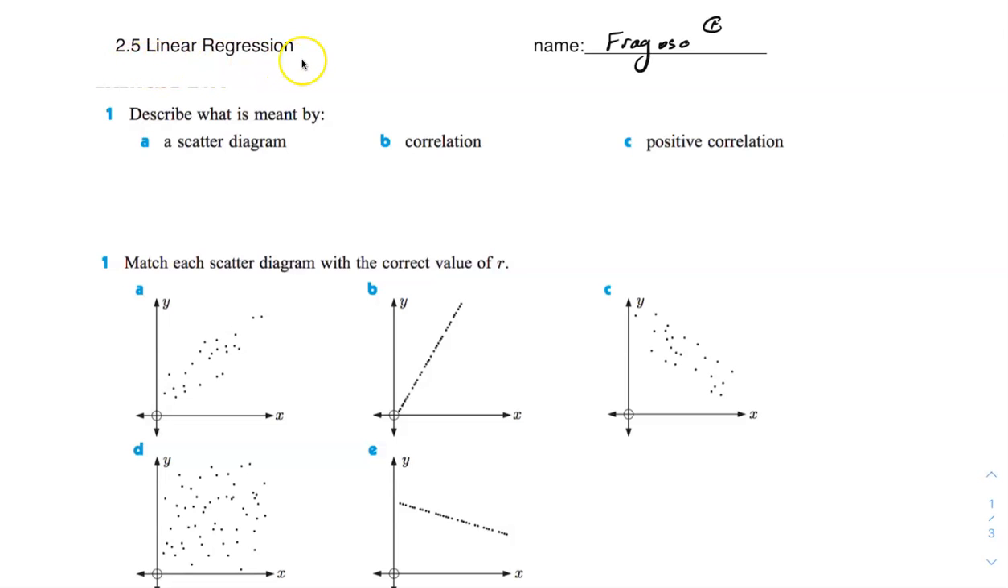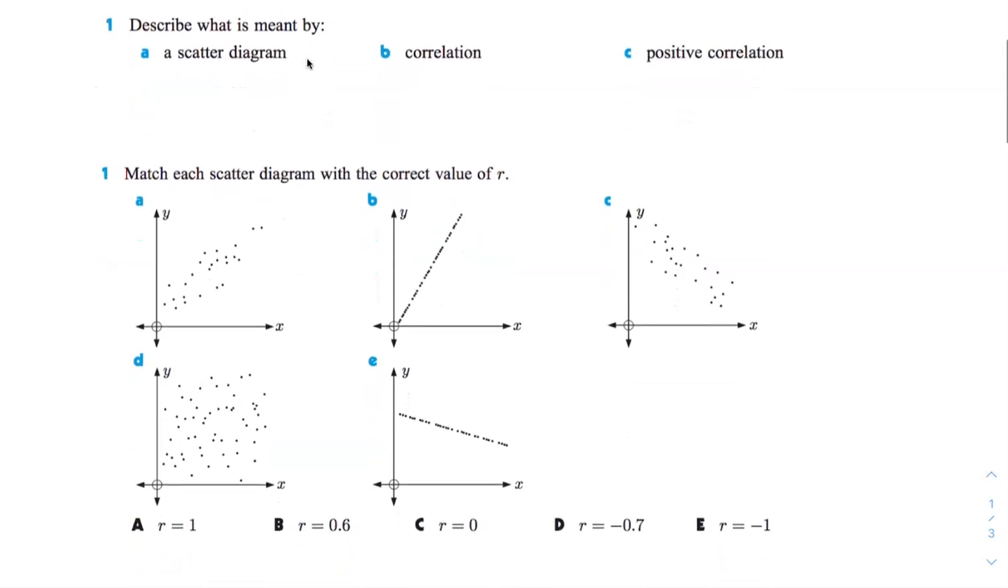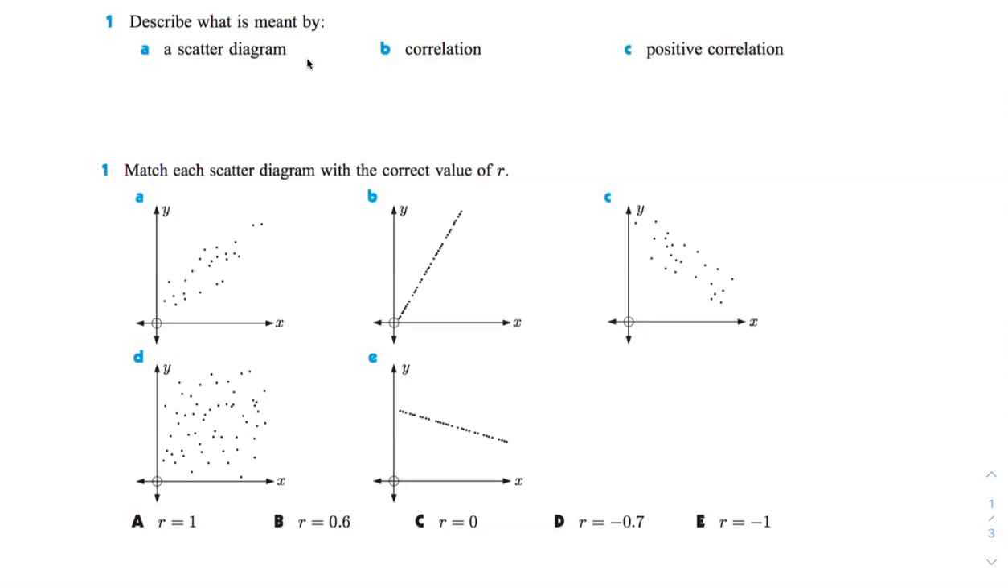Section 2.5, linear regression. Let's go through this worksheet. It describes what is meant by a scatter diagram. That's when we plot data on an XY graph, or plot points, where it's not the exact correlation. That's the relationship between two variables. It could be either positive or negative, or no correlation.